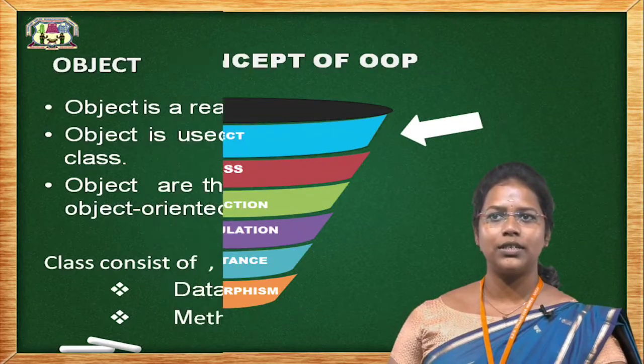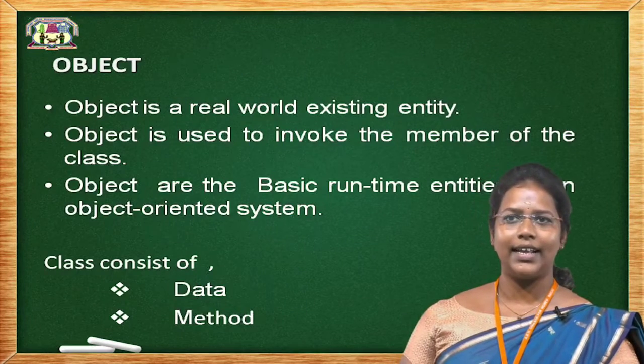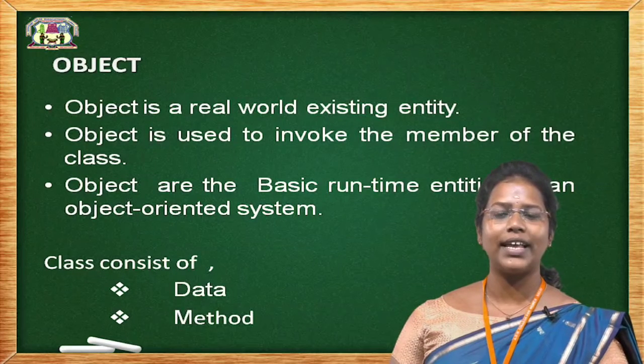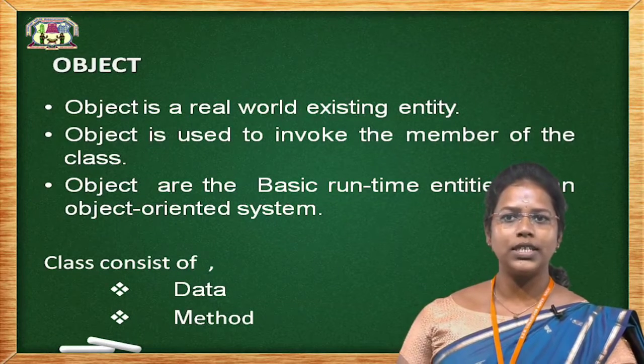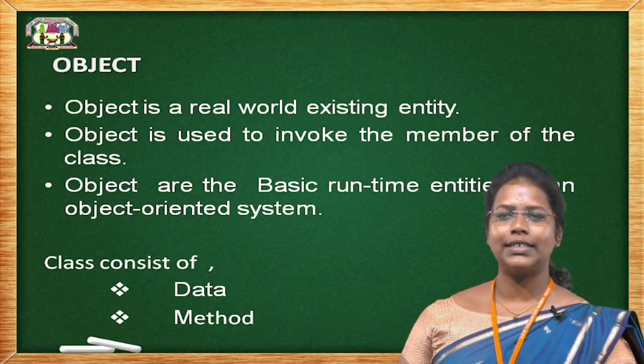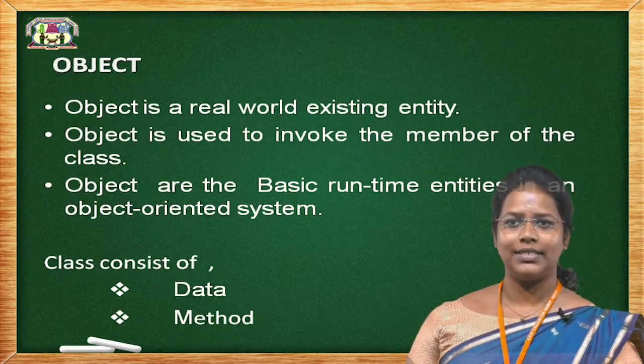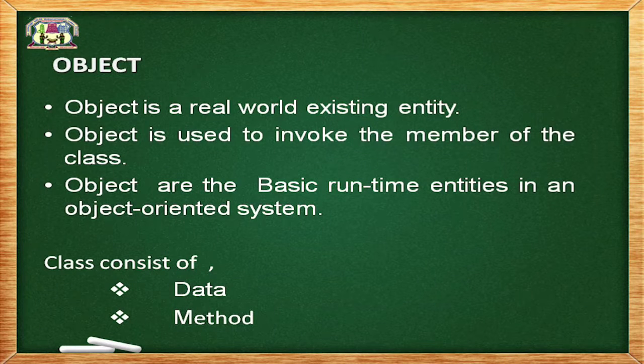What is meant by object? An object is a real-world existing entity. It means something related to the real existing world. An object is used to invoke the members of the class. That is, the class consists of two properties, data and method. These two properties can be used or invoked with the help of objects. Whatever thing we are seeing in the world can be treated as an object. So this is the real-world entity.